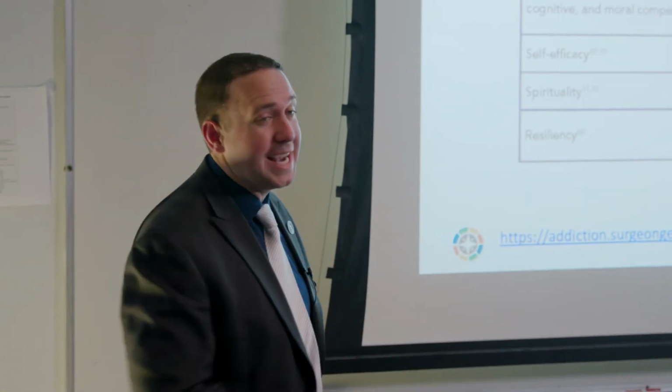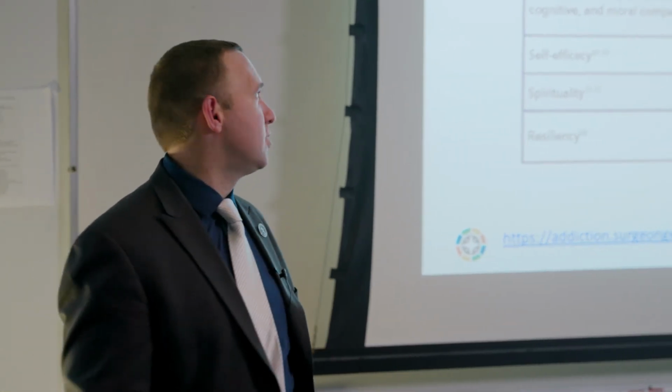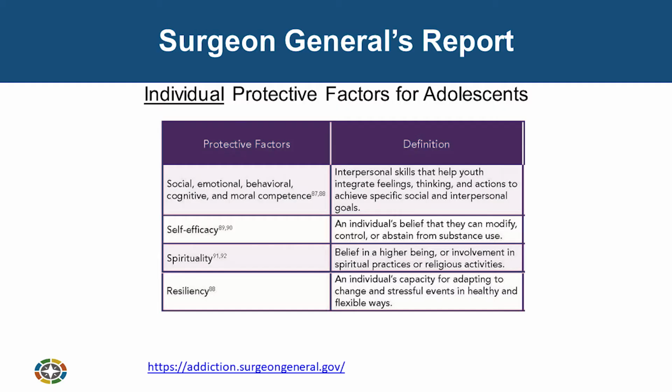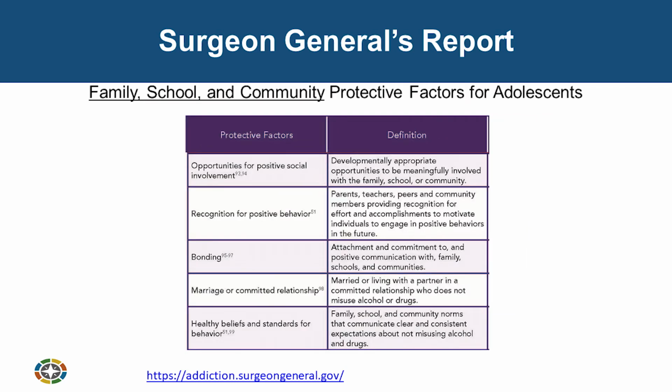Now, there are also protective factors. So we talked about risk factors, but social, emotional, behavioral, cognitive, and moral competence is thought to be a big protective factor. People that feel efficacious. Spirituality is a big protective factor. And just overall resiliency is thought to be protective against substance use disorders. Opportunities for a positive social environment, recognition of positive behavior, bonding, marriage or committed relationships, and healthy beliefs and standards are family, school, and community protective factors.